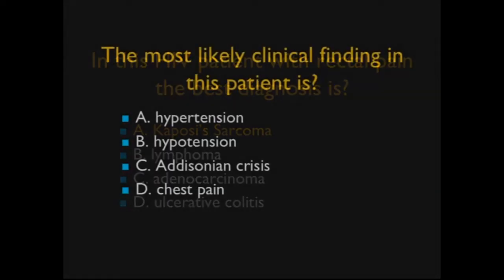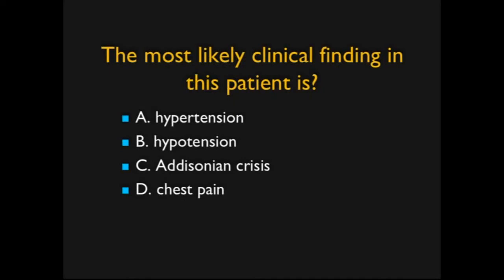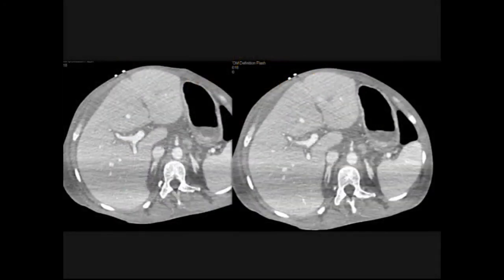The most likely clinical finding in this patient is... And the findings of note are very, very bright adrenal glands. And we lecture about that in the adrenal talk. When you see very bright adrenal glands, you better worry the patient is hypotensive. It's not hypertension. It's not an Addisonian crisis. It's not chest pain. The patient's hypotensive.